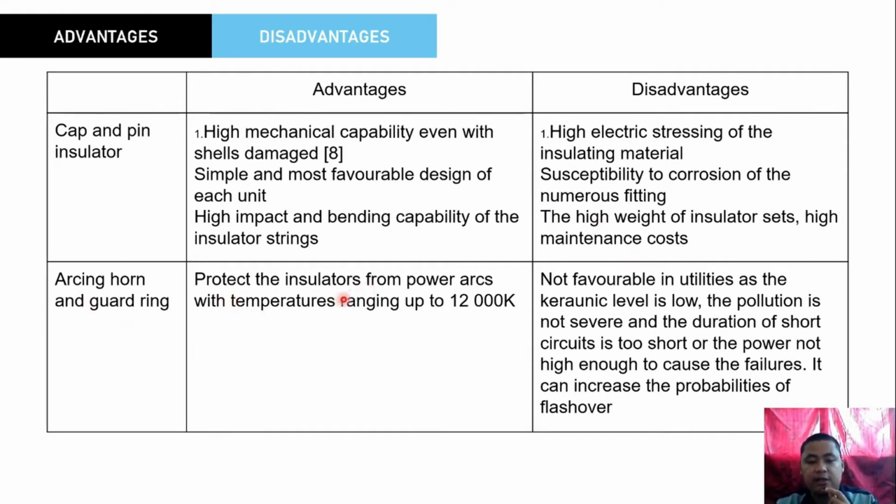It can protect the insulator from power arc with temperature ranging up to 12K, but it's not favorable in the utility, because the pollution is not severe and the duration of short circuit is too short, or the power is not high enough to cause failure. It can increase the probability of flashover.